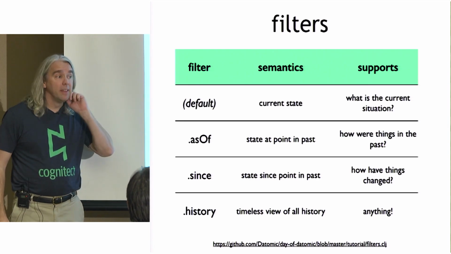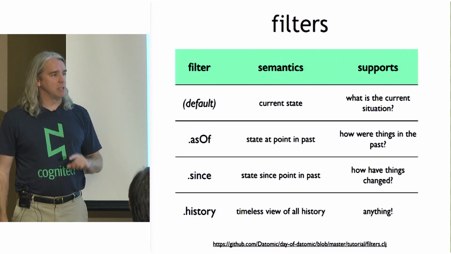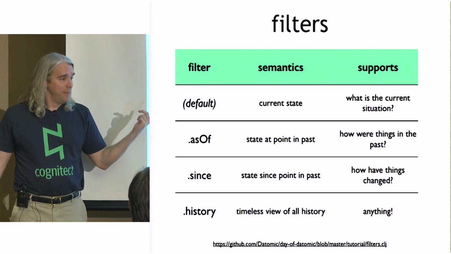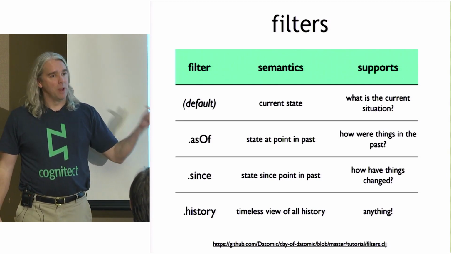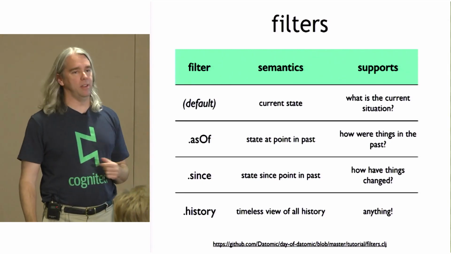Pass what? An instant would make sense. That would say, go and find the point in the database closest to that instant, resolve it to that t, and go. Or you could just pass a t, or you could pass a tx. Right? There's a t and a tx and an instant. So these APIs will take any one of these.